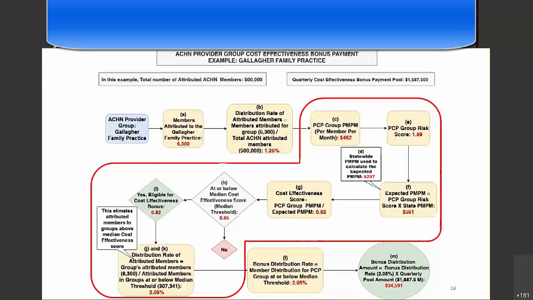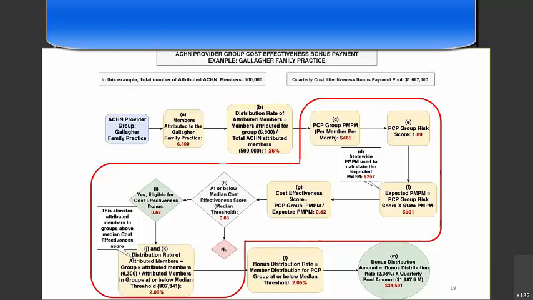which leads us to a key step in the process of who qualifies for the cost-effectiveness bonus. If they score above this median, they will not qualify for the cost-effectiveness bonus. However, if they score at or below it, they do. In this case, Gallagher Family Practice has a score of 0.82, which is at or below the median. This is seen in Step I. This means they are eligible for the cost effectiveness bonus.